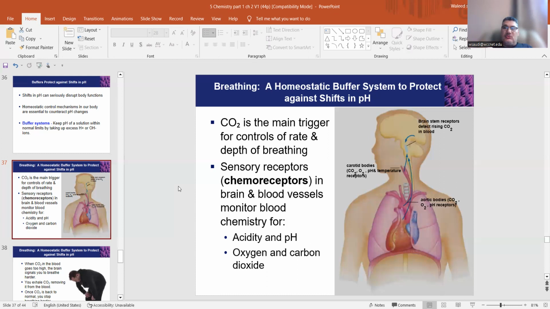And ultimately, carbonic acid will go down because you get rid of carbon dioxide. So the acidity changes, you get rid of it, and you go back to the normal range. Perfect example of homeostasis. One more thing that I want to mention here.